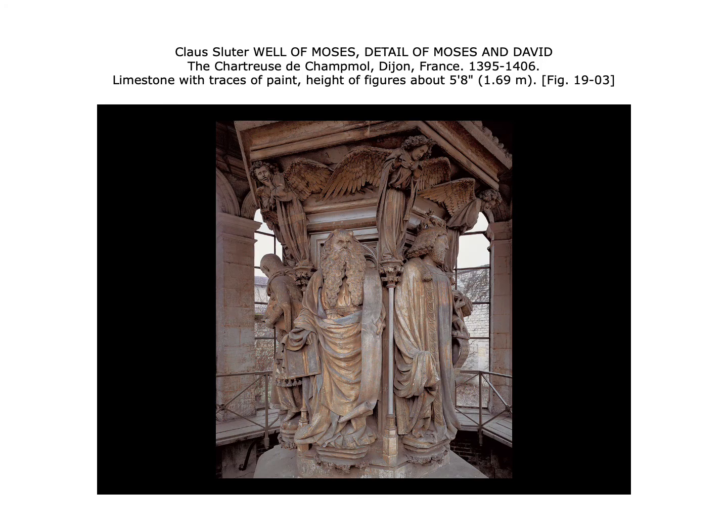This is the Well of Moses. It is one of the works of art that was commissioned by Philip. Sorry, there are so many of them. I just want to be sure that I tell you the right name. I think it was Philip the Good. Anyway, like I said, this is the Well of Moses.